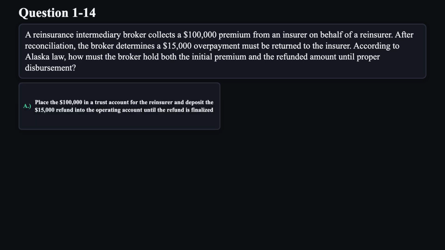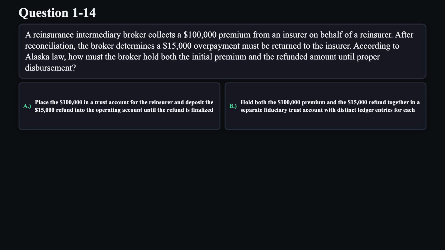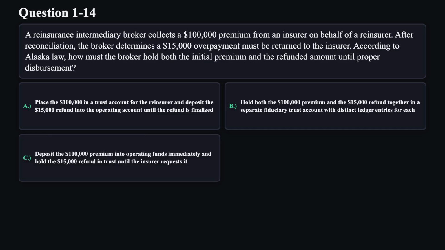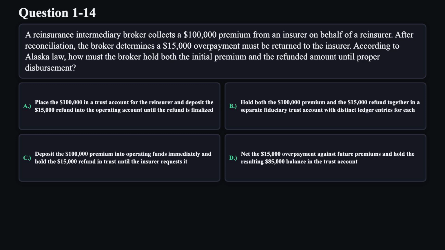A. Place the $100,000 in a trust account for the reinsurer and deposit the $15,000 refund into the operating account until the refund is finalized. B. Hold both the $100,000 premium and the $15,000 refund together in a separate fiduciary trust account with distinct ledger entries for each. C. Deposit the $100,000 premium into operating funds immediately and hold the $15,000 refund in trust until the insurer requests it. D. Net the $15,000 overpayment against future premiums and hold the resulting $85,000 balance in the trust account.